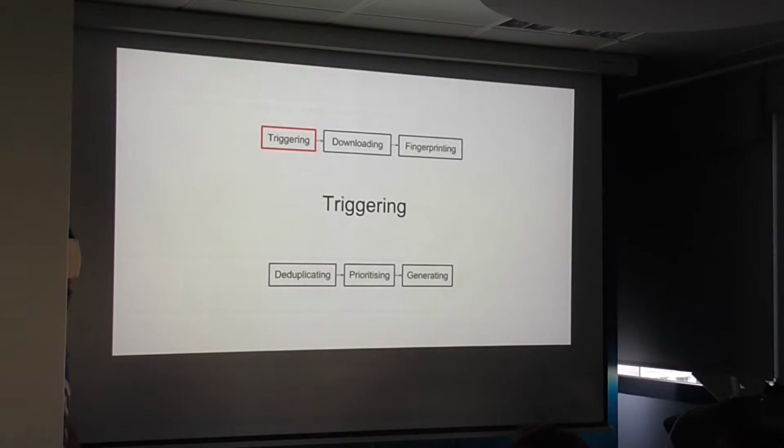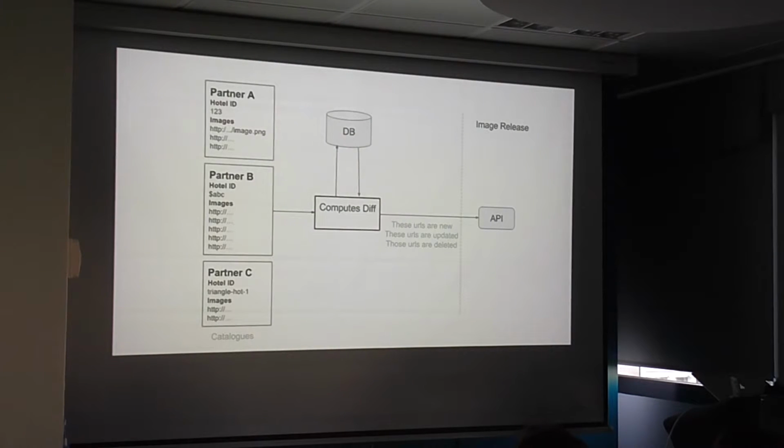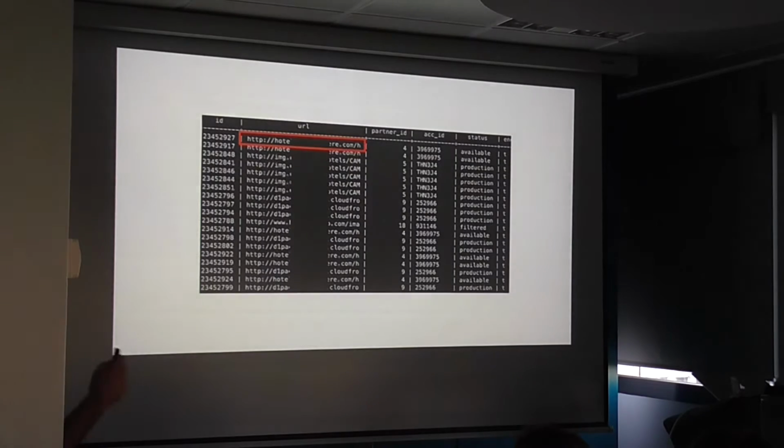So we will start with the triggering. How do we start processing images in the system? We have an external worker that goes through the partner catalogs. It starts retrieving URLs from them, and it says, oh, from the previous release to this one, there have been many changes. Those URLs are new, those URLs have been updated, or those URLs disappeared, and the images should not be there anymore. This diff is computed and is sent to the API, the image release.